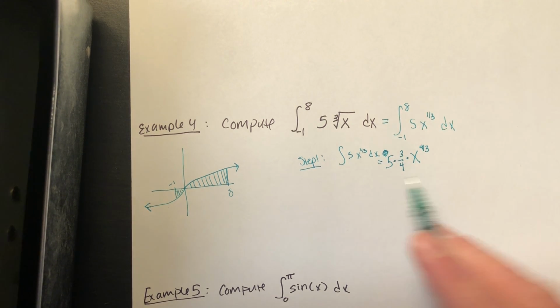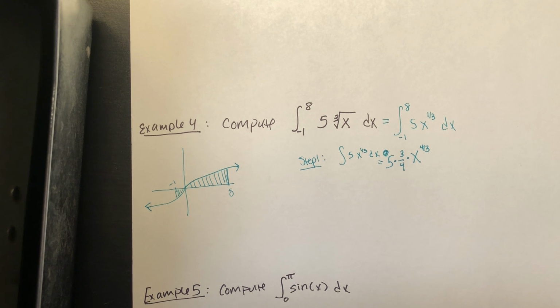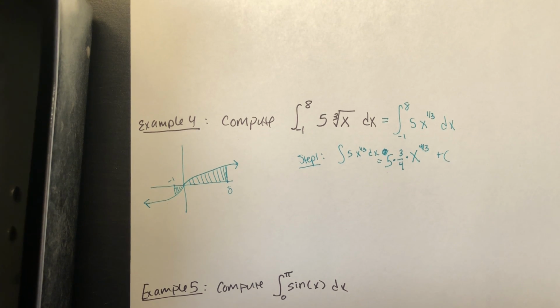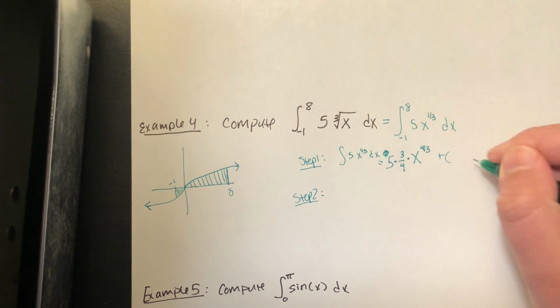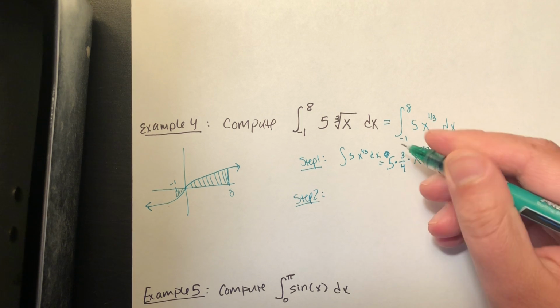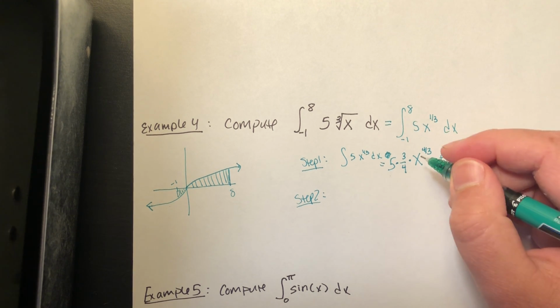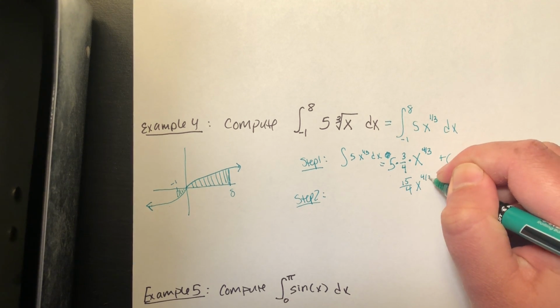Okay, I've done a bad job of writing this, but this is 5 times 3/4 times x to the 4/3 plus a constant. Okay, the constant's not going to matter when we do the definite integral. But step 2, if this is my antiderivative function, it's probably useful to just rewrite this as 5 times 3 would be 15/4 x to the 4/3.